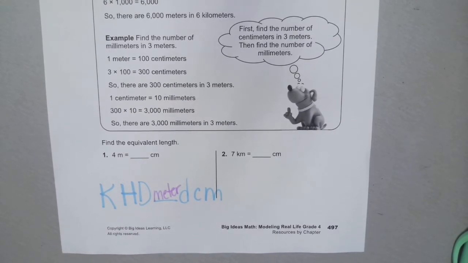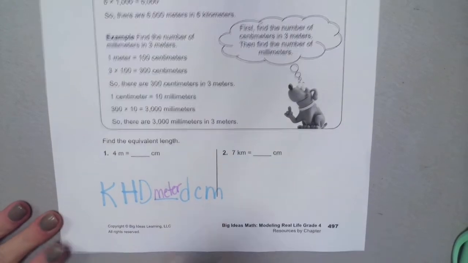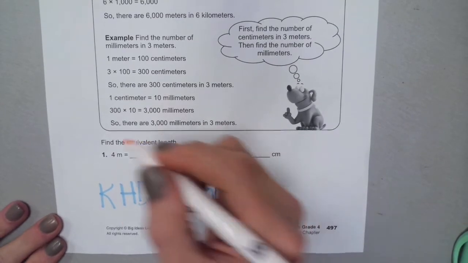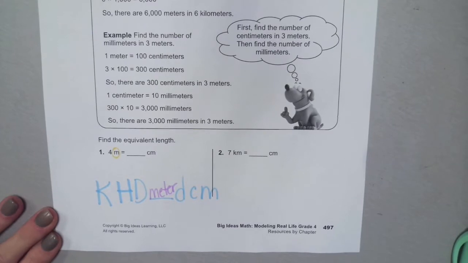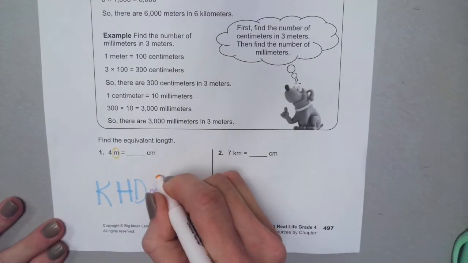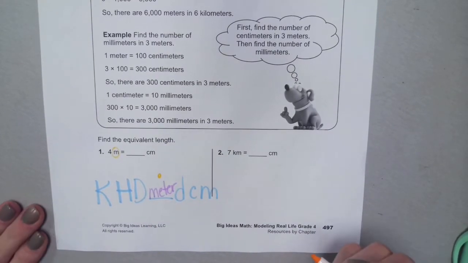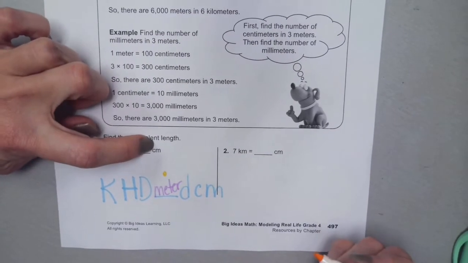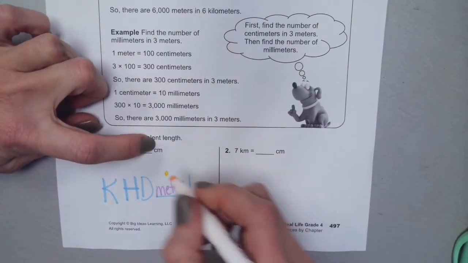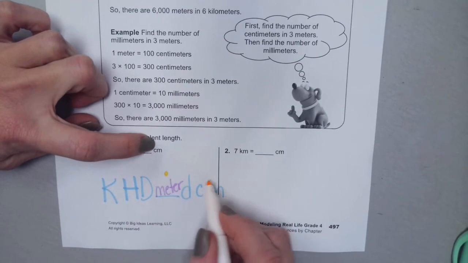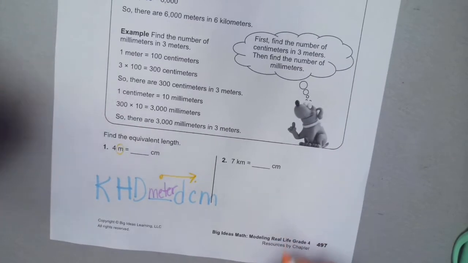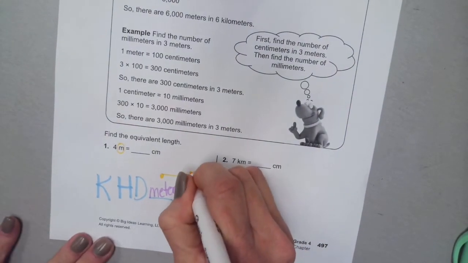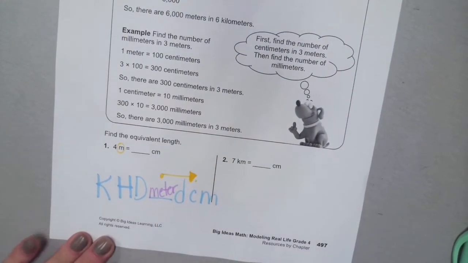All right? So let's keep our devices closed so we can focus up here. Now, let me show you how King Henry can help us. I am starting with meter. So I'm going to put my pencil right here on meter. And I'm going to centimeters. So I'm going to be moving to the right. That's important. What direction am I moving? To the right, and that's important.